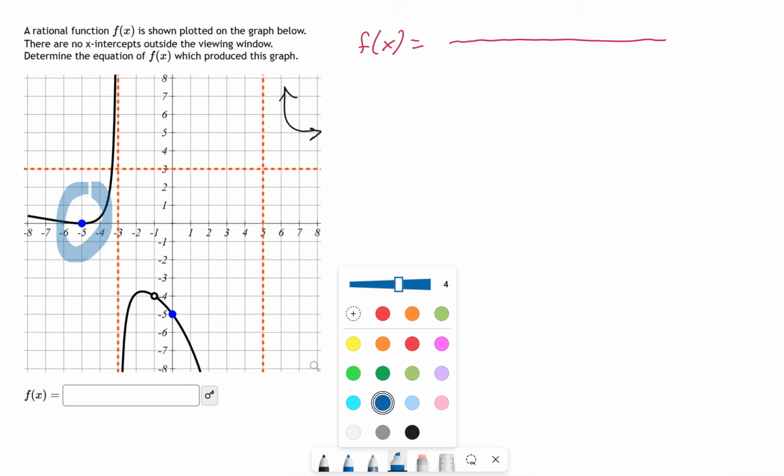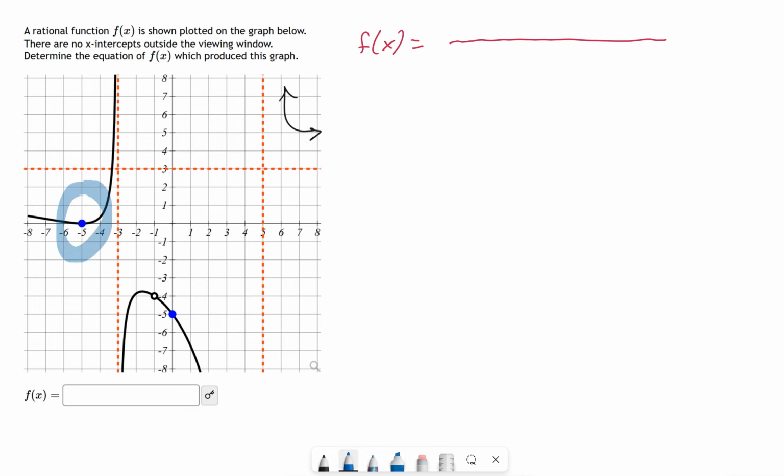Okay, that x-intercept is not only an x-intercept, but it's an even x-intercept. See that bounce? It bounced off the x-axis, which means it's an even x-intercept. So when I say x plus 5 over here, it's not just x plus 5, it's x plus 5 squared. There's no other x-intercepts, so I'm all done with that.